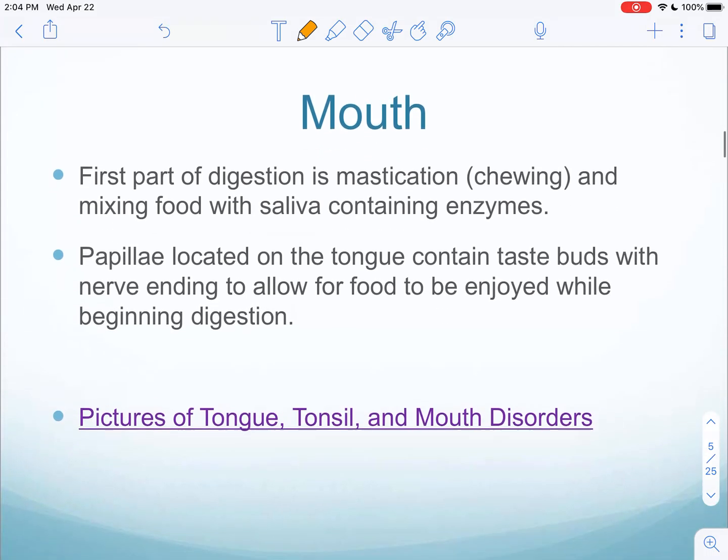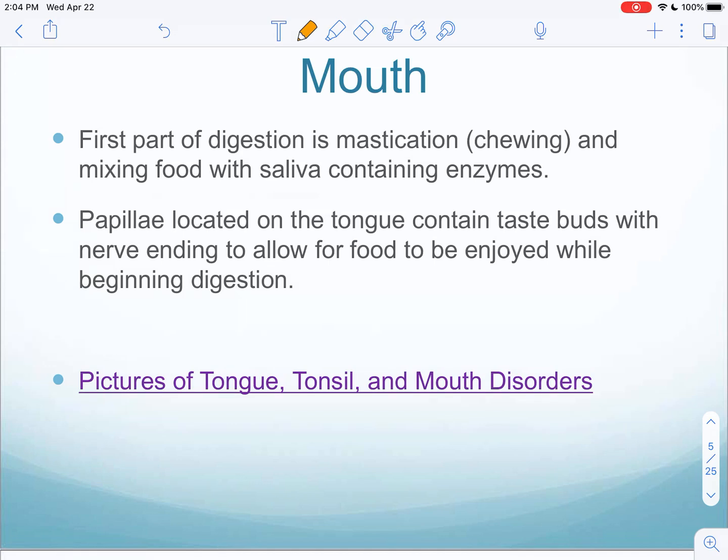All right, so continuing with the mouth, the first part of digestion occurs immediately in the mouth, and that's with chewing, or what's called mastication, mixing the food up with saliva. So if we ask you, where does mechanical and chemical digestion begin? Both of those events start in the mouth. As soon as you start chewing food, that's called mastication. That begins the physical breakup of material.